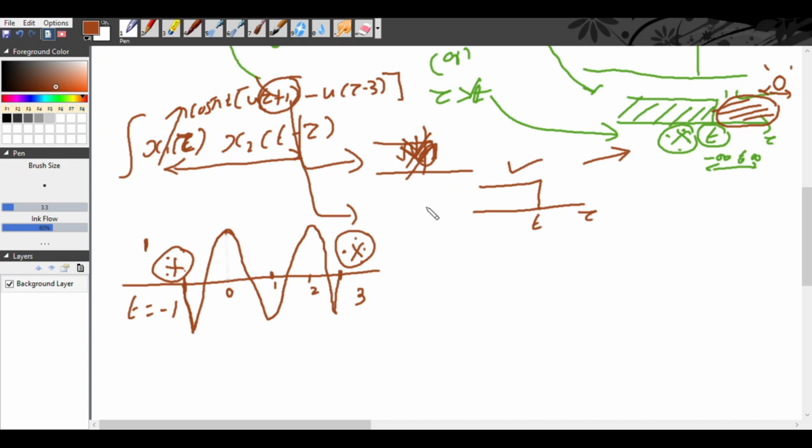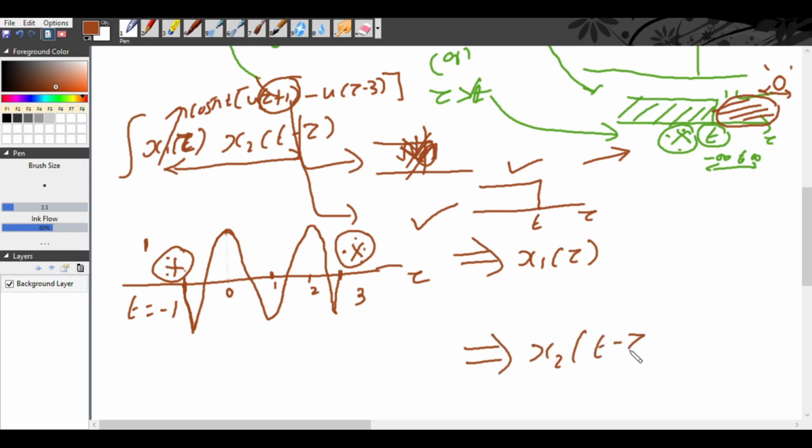Okay, so this is the first signal. And the second signal, keep the time in mind, this is a tau axis actually. Say this I call it as x1 of tau. Let us draw x2 of tau, sorry, x2 of t minus tau. Just now we have drawn it here, right? Let us draw it here also.